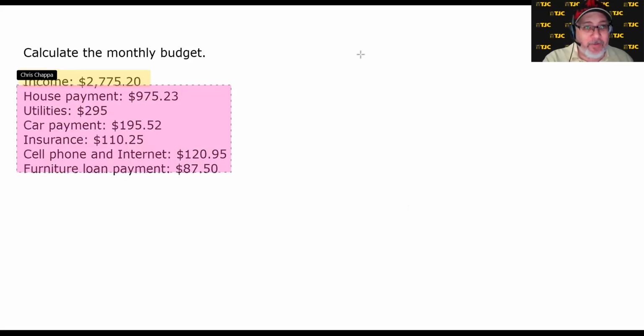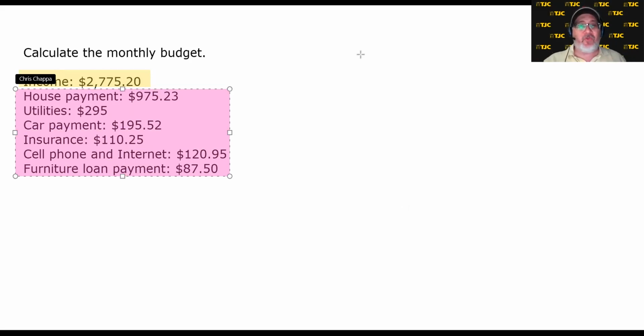Some fixed, some variable, but we have a number for each. So really all we have to do to calculate our monthly budget, or rather our money left over, is take the sum of everything in pink and subtract it from the number in yellow. I'm going to pause the video and add up all the numbers in pink to figure out our monthly expenses.